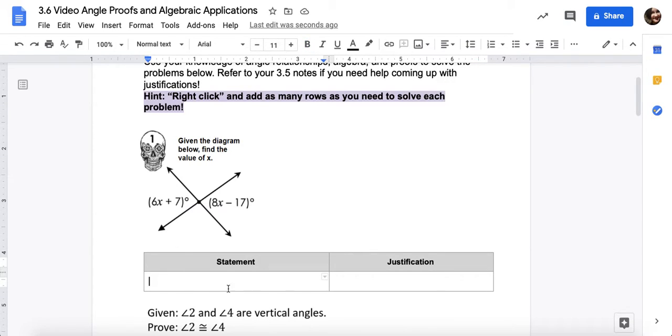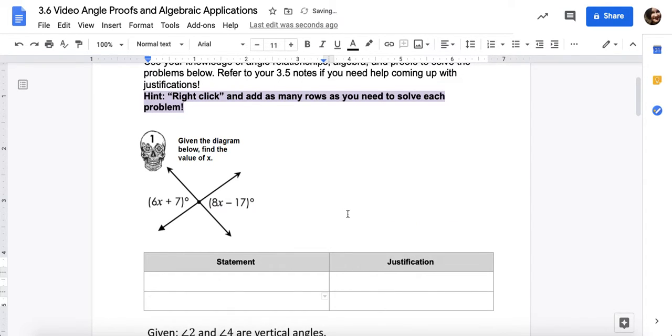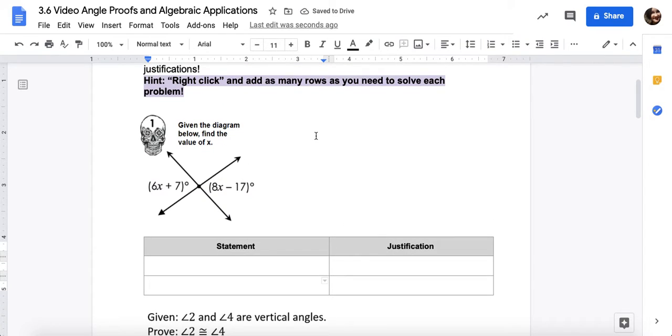Now, you'll notice that your 2-column proofs only have one row. If you right-click or press with 2 fingers on your trackpad at the same time, you can add more rows to your table. So you only have to add the number that you need to get there. Okay, so here we are given the diagram below and we're asked to find the value of x.